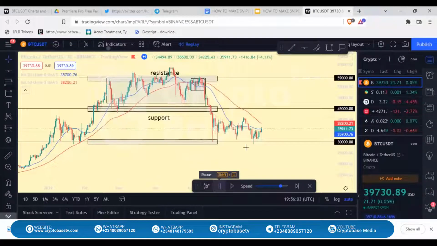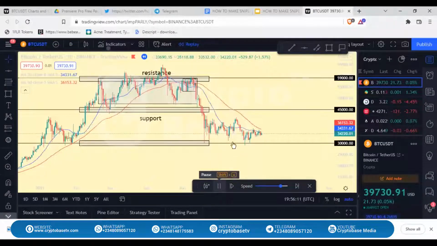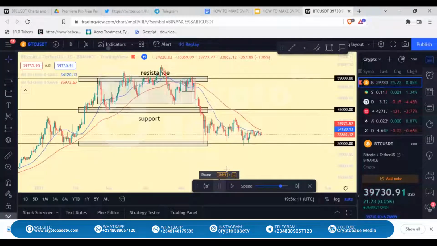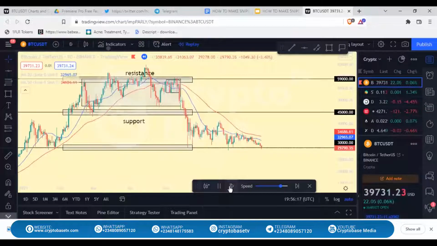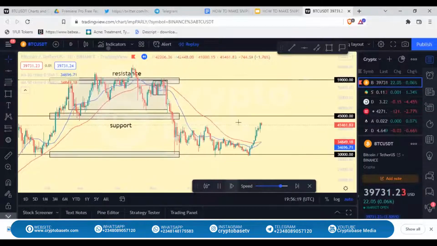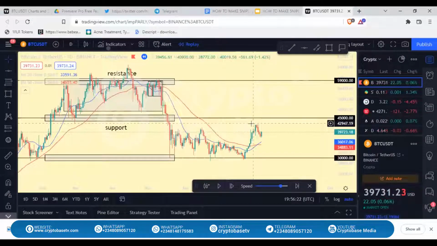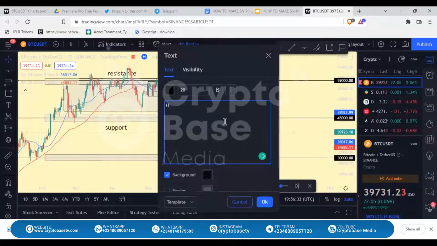Just keep on watching, guys. Let's see how the chart plays out. So continue. Oh, that is it. That is that point. This is a higher low. The chart has made a higher low right here, right at this point. Let me just type that. Higher low.